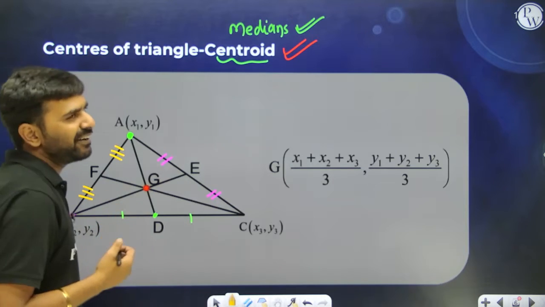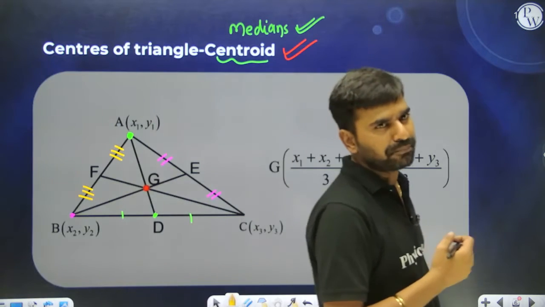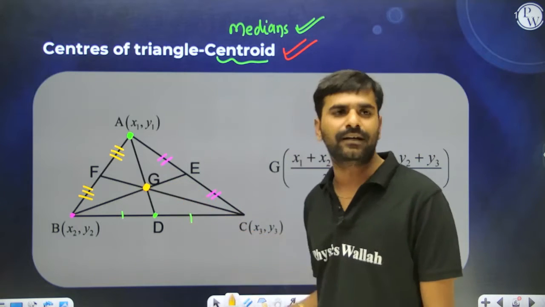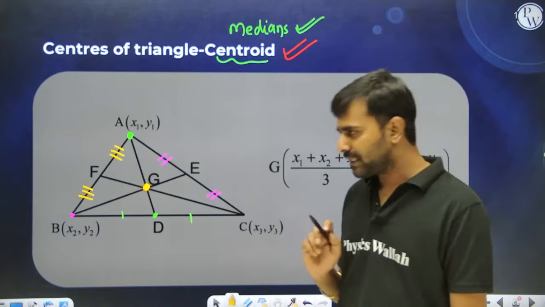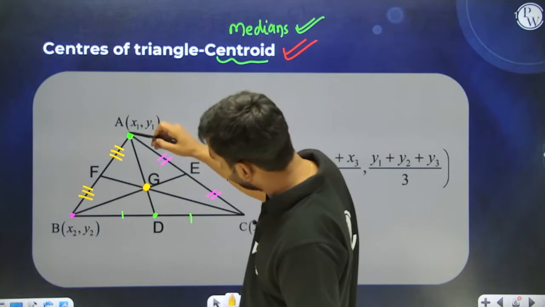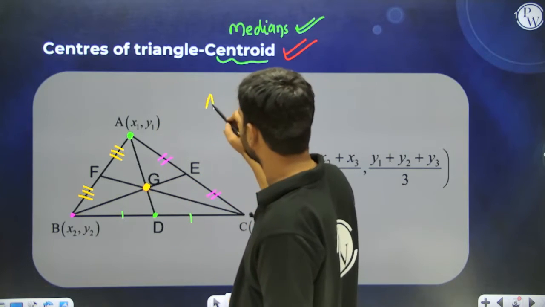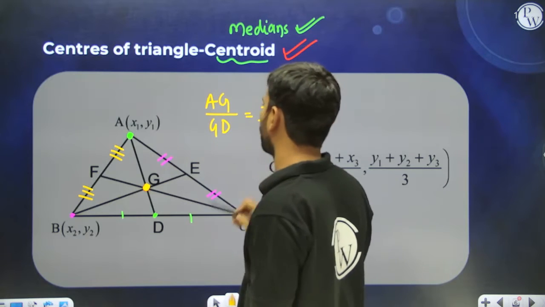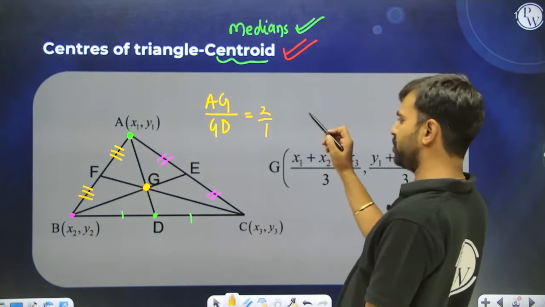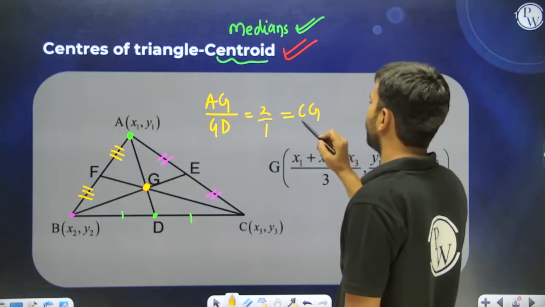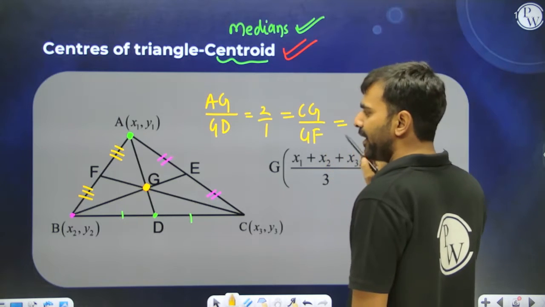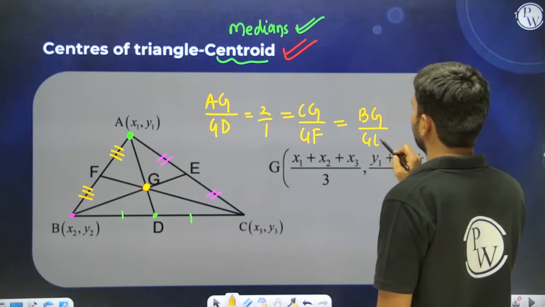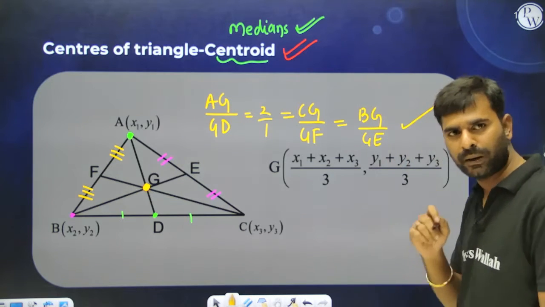Now, there is a very important point about medians, that is all these three medians are concurrent. Concurrent means they are meeting at the same point. Now this ratio AG upon GD is a very important ratio. AG upon GD is equal to 2 upon 1. Not only this, but CG upon GF and also BG upon GE, all these ratios are nothing but equal to 2:1, number one.